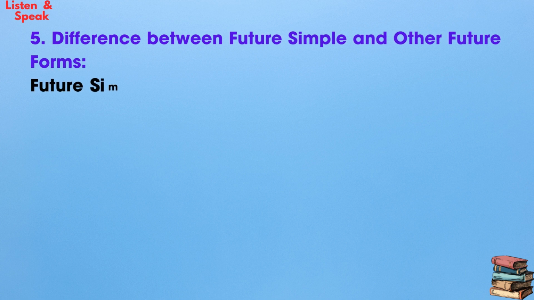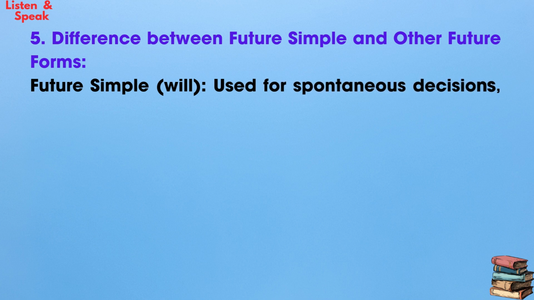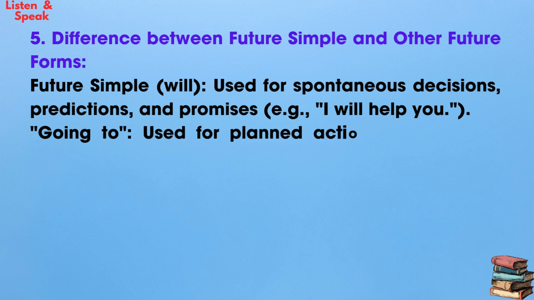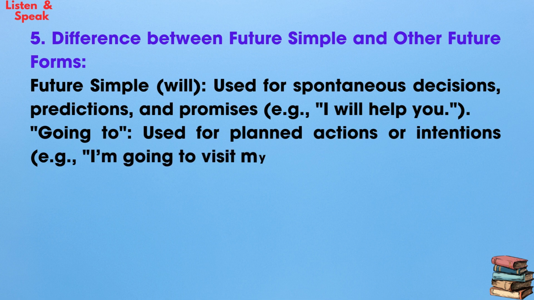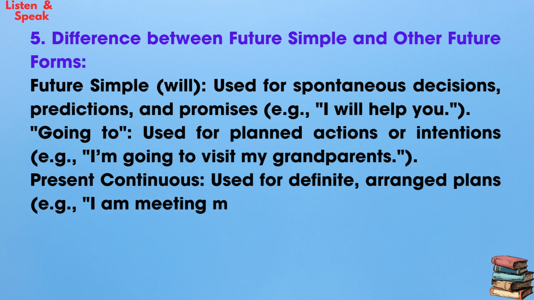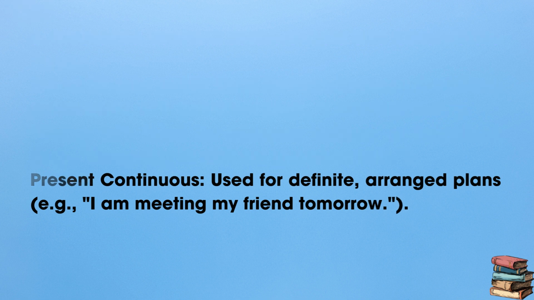5. Difference between future simple and other future forms. Future simple, will. Used for spontaneous decisions, predictions, and promises. For example, I will help you. Going to. Used for planned actions or intentions. For example, I'm going to visit my grandparents. Present continuous. Used for definite, arranged plans. For example, I am meeting my friend tomorrow.